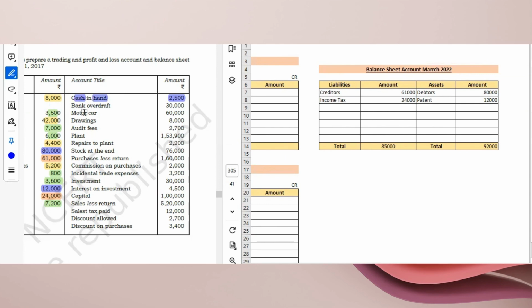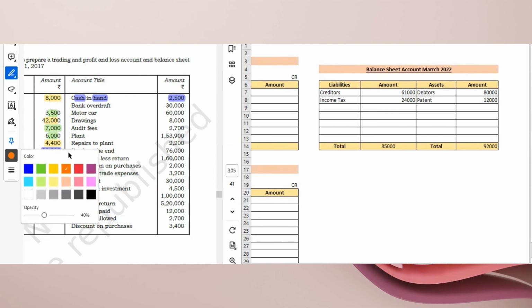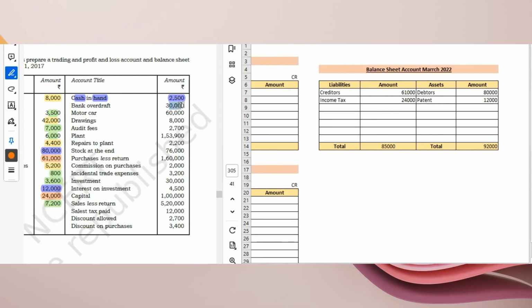Okay. Bank overdraft. So overdraft, you have taken a loan from the bank. Bank overdraft is nothing but a liability to us. So we have taken a loan from the bank, so it is telling us an overdraft. So we have to pay the bank. So it is a liability to us. So it should be under liability, right? Just mark it as liability.